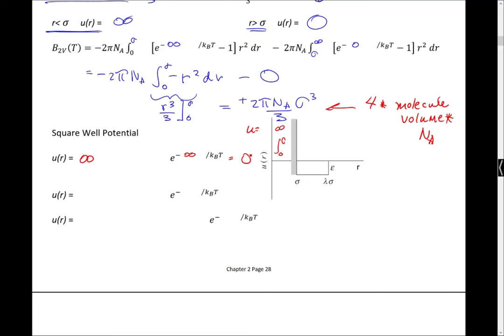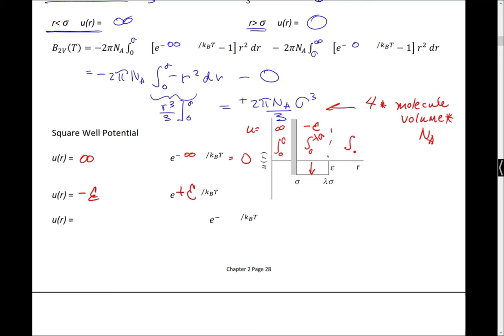All right, so in this region, our potential is going to be equal to minus this energy, so minus E. And that means we're going to need to integrate from sigma to lambda sigma. And our exponential term will be e to the minus (minus E), which will be plus E over kBT. Now, I can't do any further simplification of that, so we're going to have to think about how we're going to integrate that. And then beyond the well, our square well, we have no interactions again.